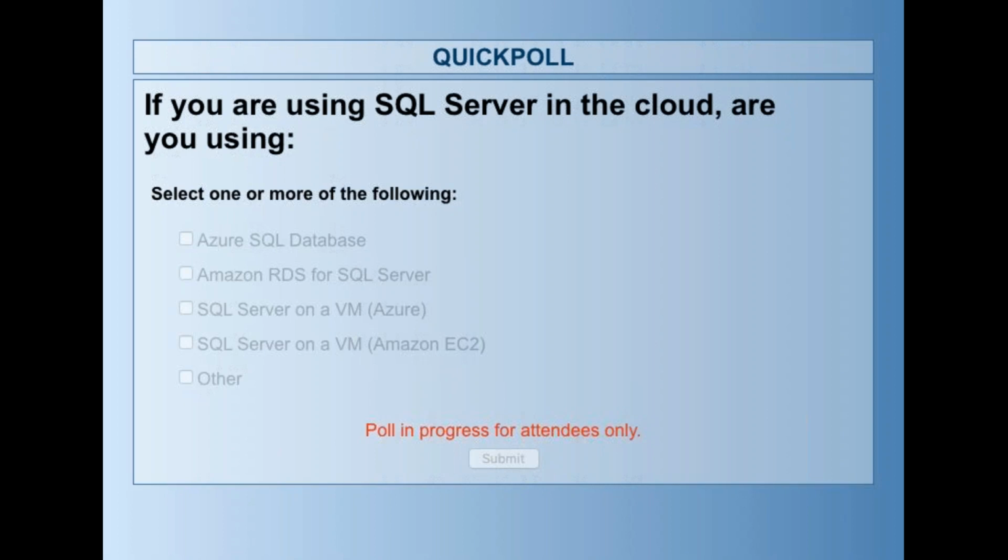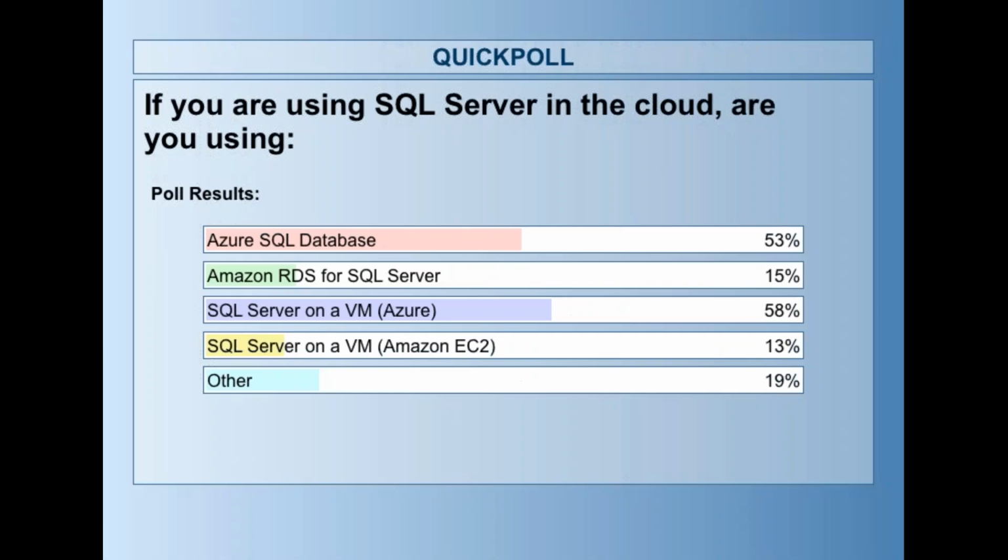All right, once again, we'll give everybody about 10 more seconds here to respond, and I'll read off the responses. All right, everybody get your votes in here. And like I said, these polls are used to understand where you're coming from, where you are right now, and helps us structure the flow of the presentation. All right, I'm going to share these now, and I'll read the results. So we have 58% said SQL Server on a VM in Azure, 53% said Azure SQL Database, 19% said other, 15% said Amazon RDS, and 13% said SQL Server on Amazon EC2.